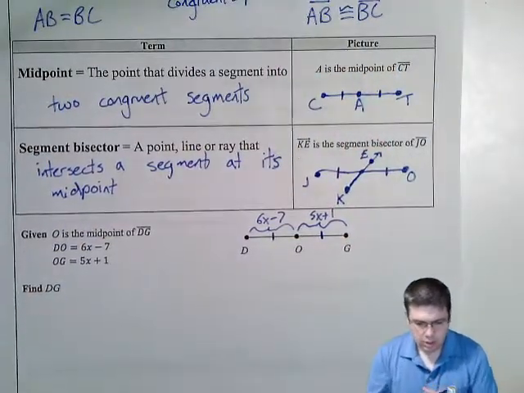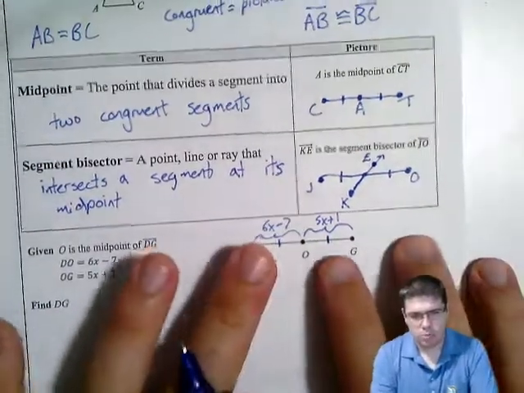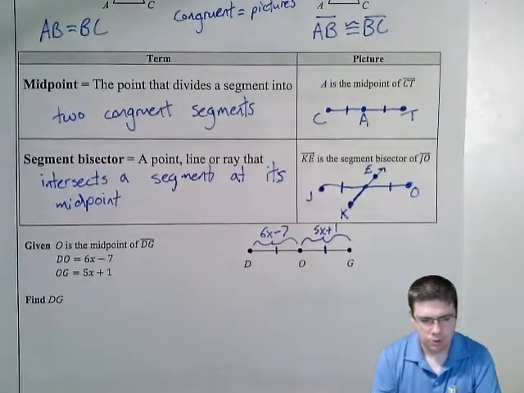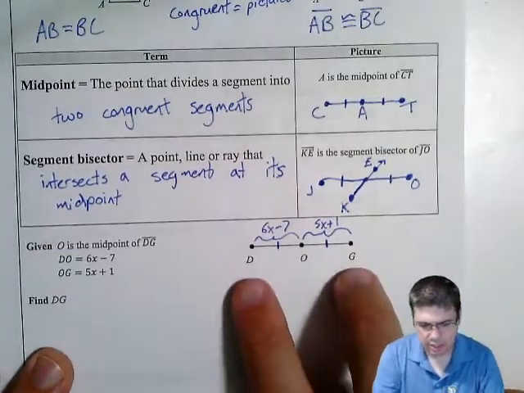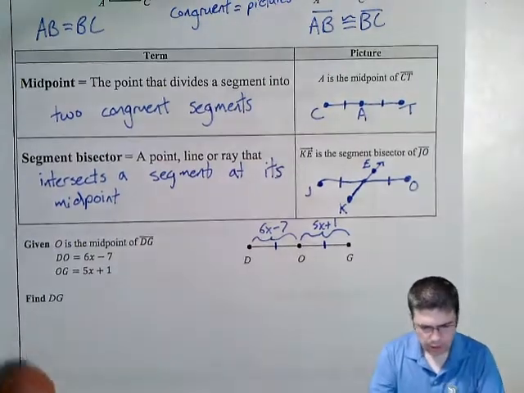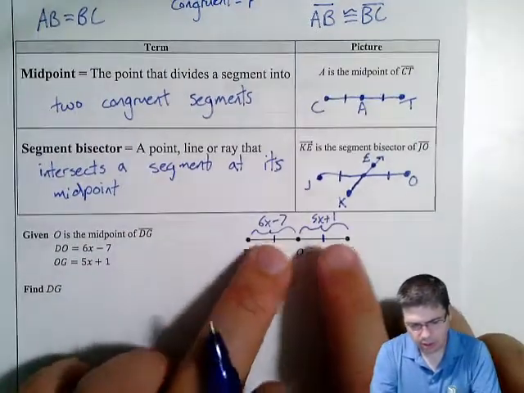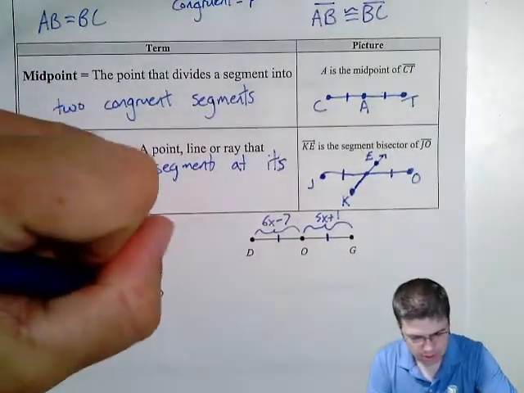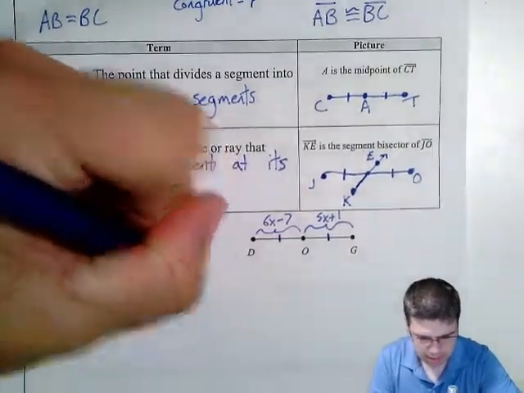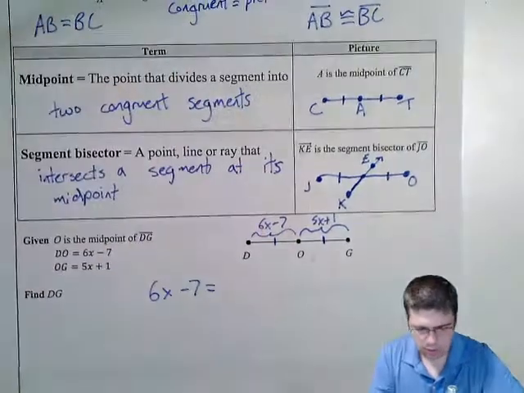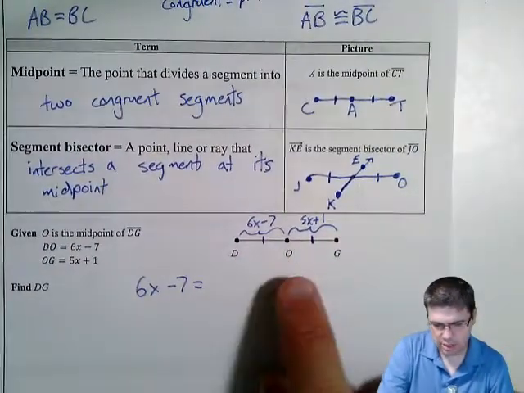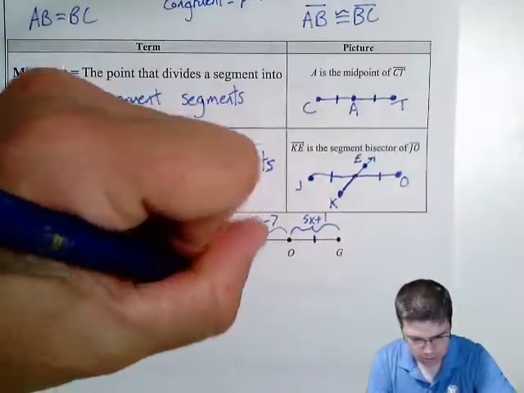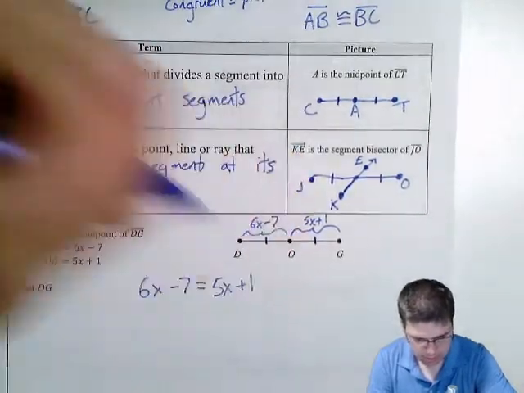So what we know, since these two segments are congruent, is that the two measures are the same. Ultimately they want us to find the length of DG. Well, first thing we can say is that since these two segments are congruent, their measures are the same. We know that 6x minus 7 is equal to 5x plus 1. And yeah, we get to do some algebra.